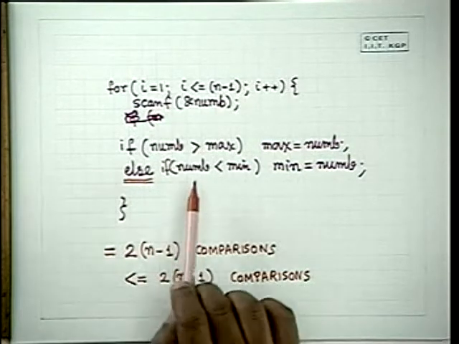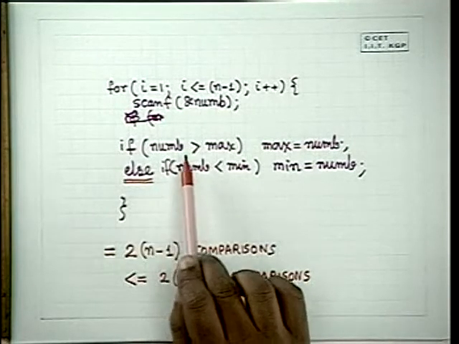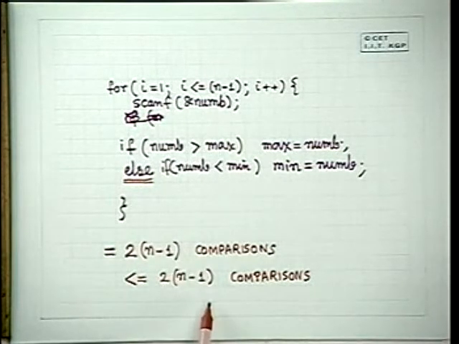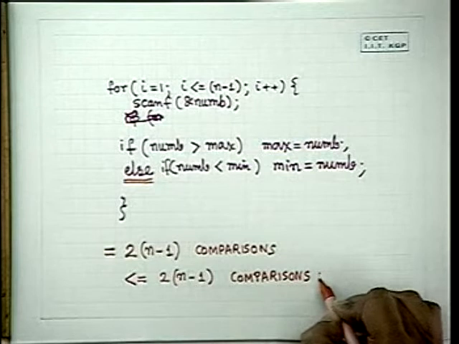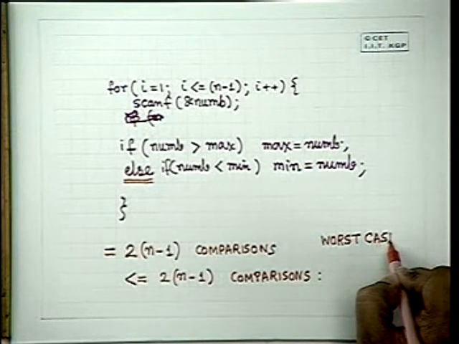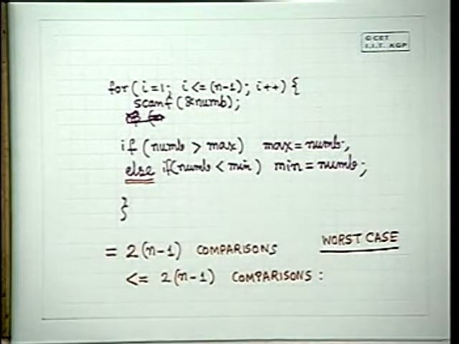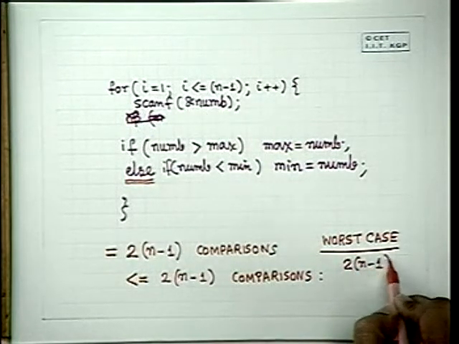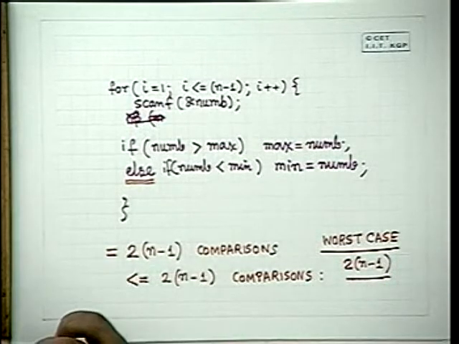But obviously, you can see there exist examples in which even this modified program will make exactly 2 into n minus 1 comparisons. Therefore, in the worst case, both the algorithms are going to make 2 into n minus 1 comparisons. So, in terms of worst case scenario, both the algorithms are going to perform equally. The question is, can we improve this worst case?